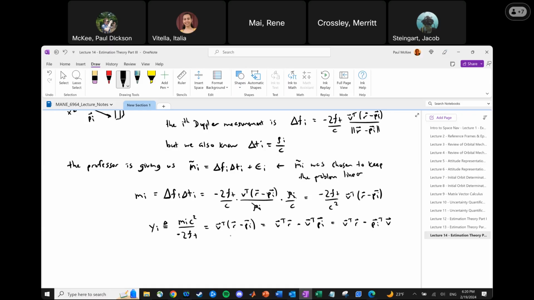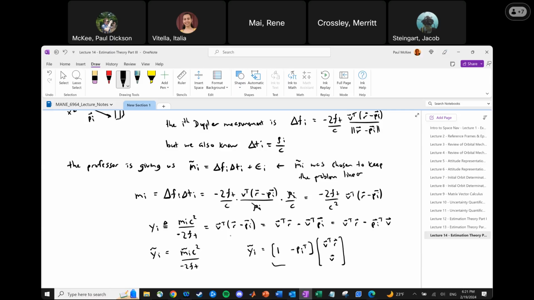Okay, really there's going to be some noise on there, right? So yi with some noise is essentially just the measurement that you were given by me times c squared over negative 2 transmission frequency. And we can now set up a linear system of equations that looks like this. Yi with some noise is equal to 1, negative pi transpose, times V transpose r and V.